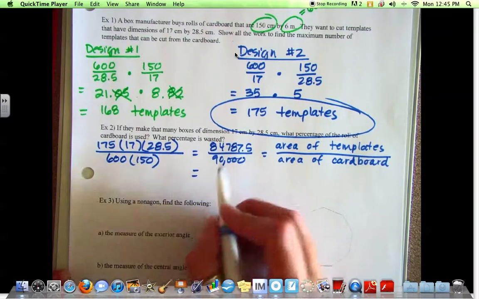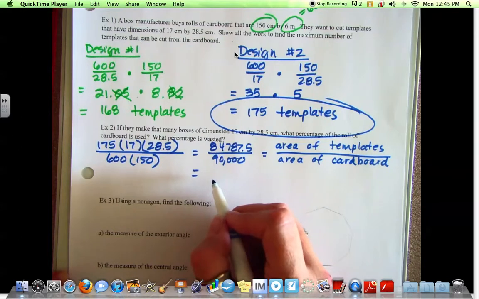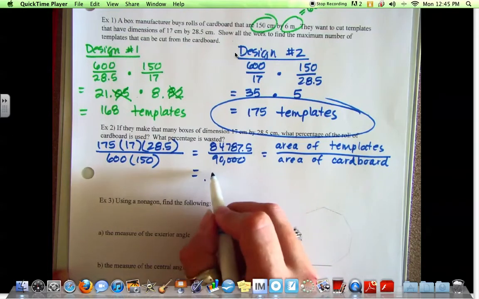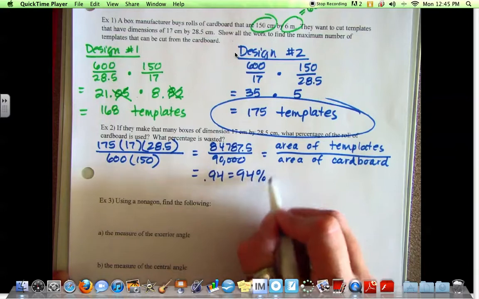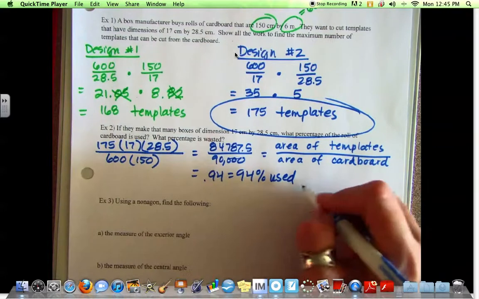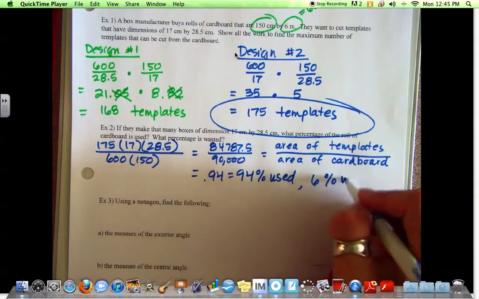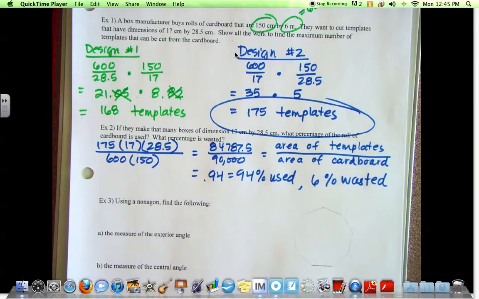I got 942.08. 94,208,333. 94%. 0.94, which gives you 94% used. 6% not used. So that is 6% wasted. Very good. And then do we check the other one?